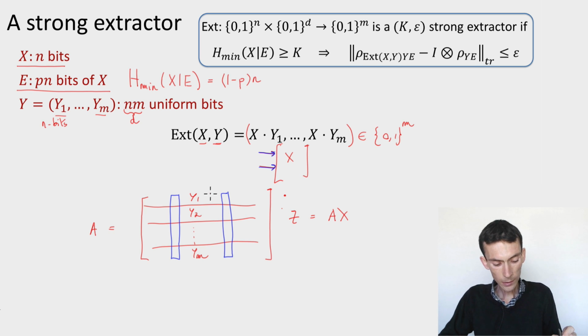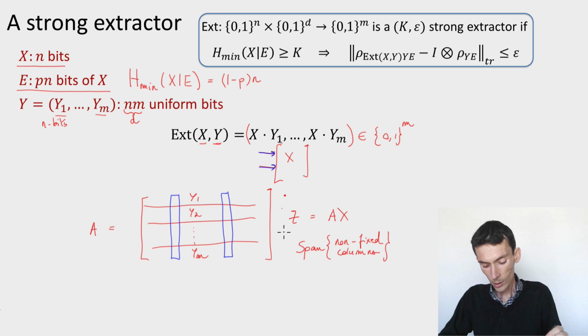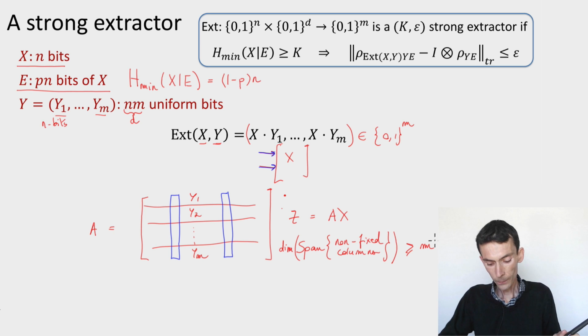Now what you can see is that as long as the span of the non-fixed columns has dimension at least the dimension of the output, m, then the output is going to be uniformly distributed. Because if the span of these columns has dimension m, it's the whole space, and now I'm taking a random linear combination of the non-fixed columns. If they span the whole space, I'm going to end up with a uniformly random vector. So as long as this is the case, I'm safe.